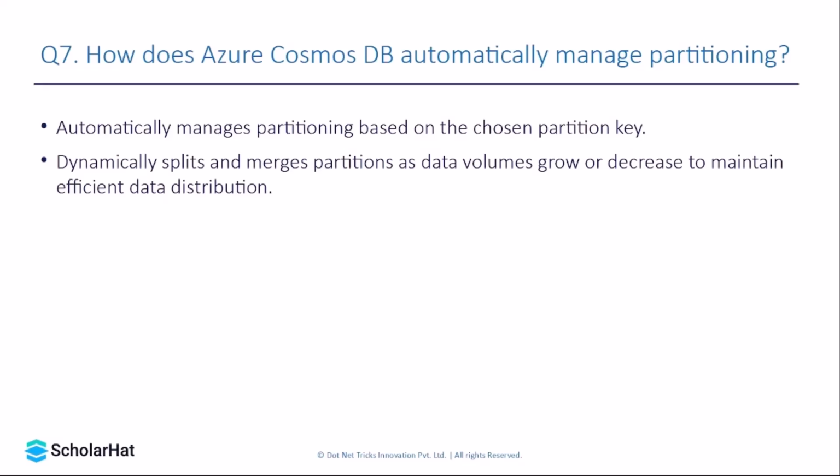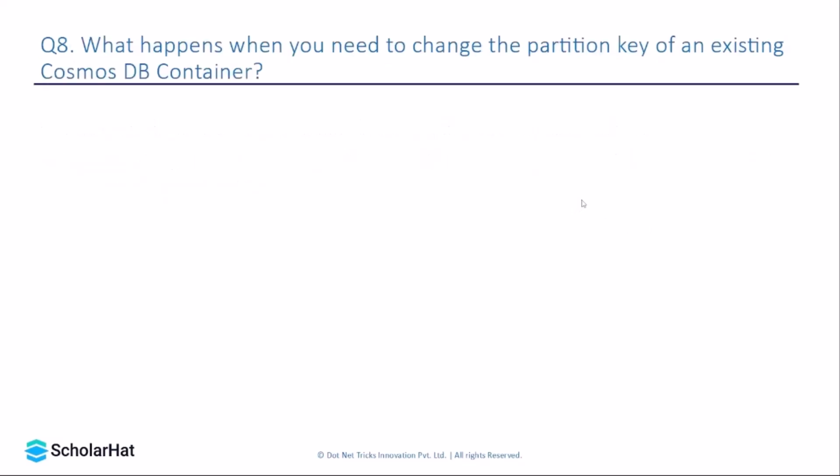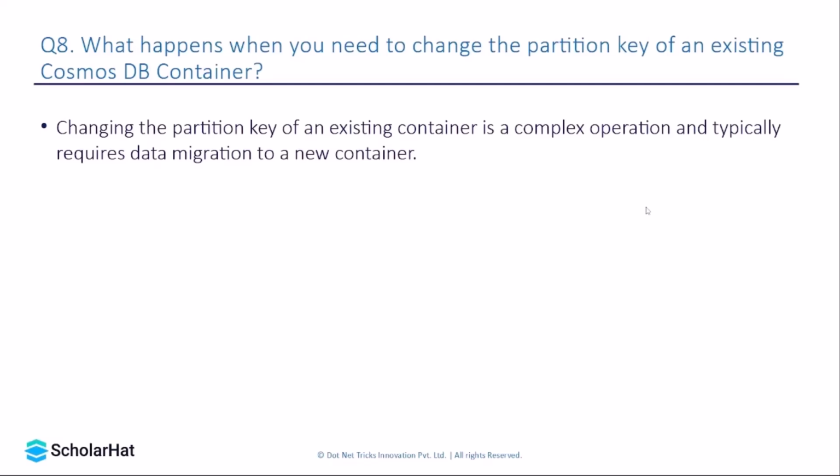efficiently across different partitions. Our next question is, what happens when you change the partition key of an existing Cosmos DB container? Whenever you change the partition key of an existing Cosmos DB container, it is a very complex operation and it typically requires a data migration to a new container. This should be done carefully to minimize disruption. In simple words, changing the partition key of an existing container is not a good idea, because if you want to do this, you have to migrate all the data to a new container. And only once the data is migrated can you perform this activity.